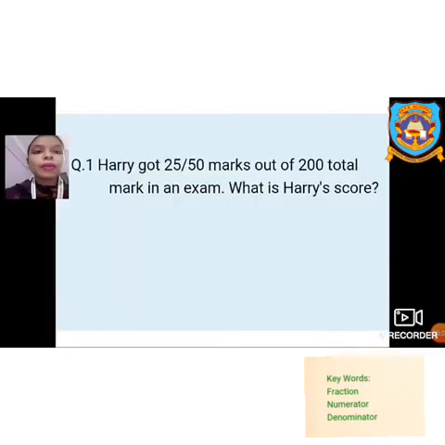Now children, based on the questions that we have discussed today, I have taken 2 questions here. Let me read out the question. Harry got 25 by 50 marks out of 200 total marks in an exam. So Harry is the name of a boy and he has appeared for an exam. The total mark of the exam was 200 and he scored 25 by 50, given as a fraction. Now you have to find out Harry's score. Just like from the total number of diamond shaped blue color figures, I got 2 by 3 of 27, which is 18. Similarly, you have to find out Harry's score here.